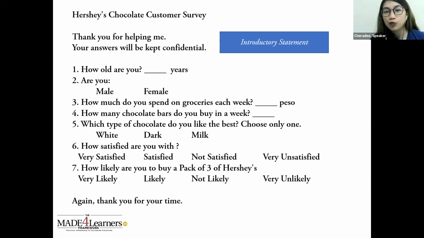How many chocolate bars do you buy in a week? So just put blank, okay, so that you can get the average. Then which type of chocolate do you like the best? Is it white, dark, or milk? And how satisfied are you?